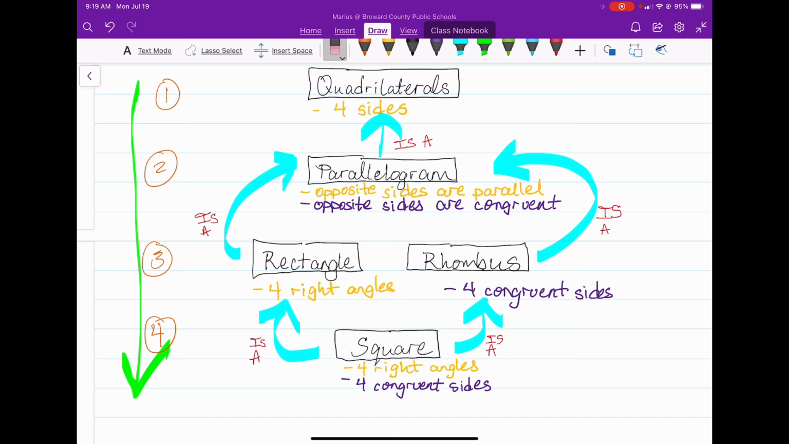However, the things that are below each don't necessarily, for example, a square is all of the things above it, or all of the above things. A square is a rectangle, a square is a rhombus, a square is a parallelogram, and a square is a quadrilateral, okay?